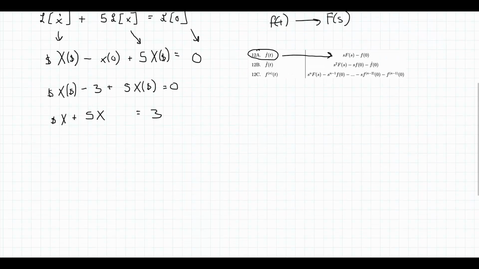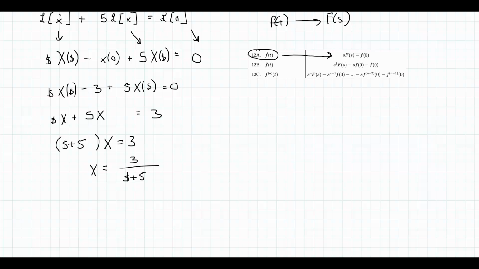And now I can take that x and factor it out. So s plus 5 on the left-hand side equals 3. Right, so to isolate the x, the next thing I can do is divide both sides by that s plus 5. Right, so now I have x by itself on the left-hand side, and on the right-hand side I have no dependent variables, I have constants, and I have s's.